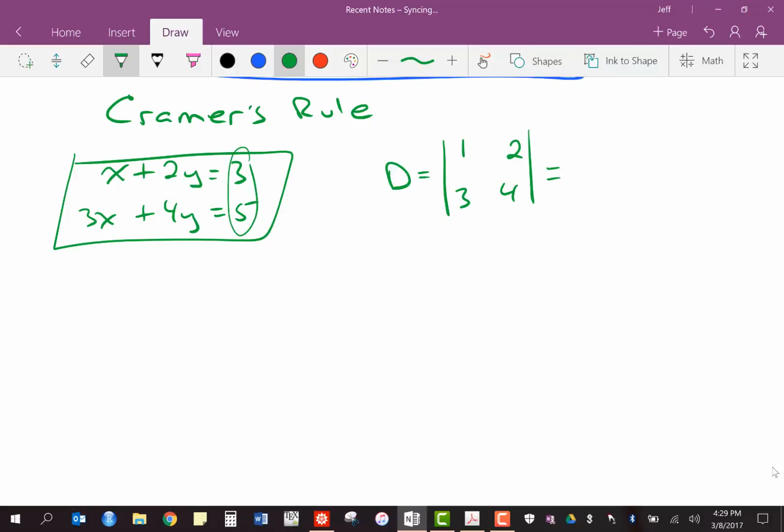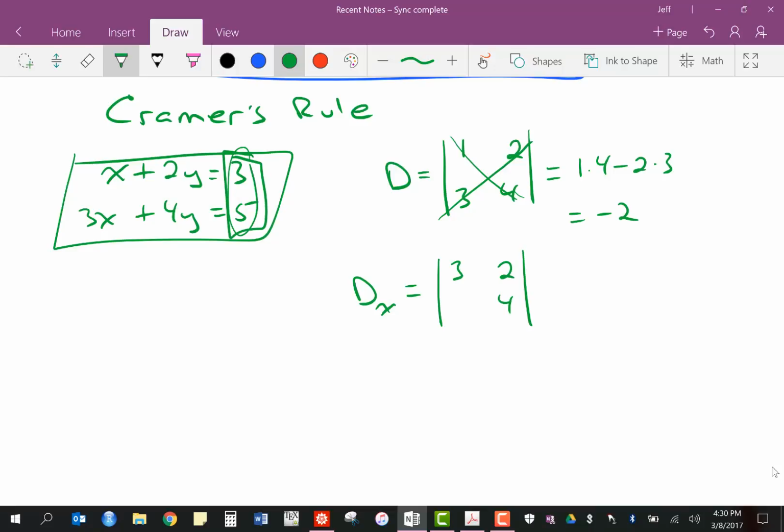And that's a 2 by 2. I take the product of the main diagonal and the product of the off diagonal. So that would be 1 times 4 minus 2 times 3. So that would be equal to negative 2. Then we calculate what is called d sub x. That is that I go back to the same matrix, but I keep the second column, that column with the y's, I keep that, but I replace the x column with these numbers that were over on the right side. So 3 and 5.